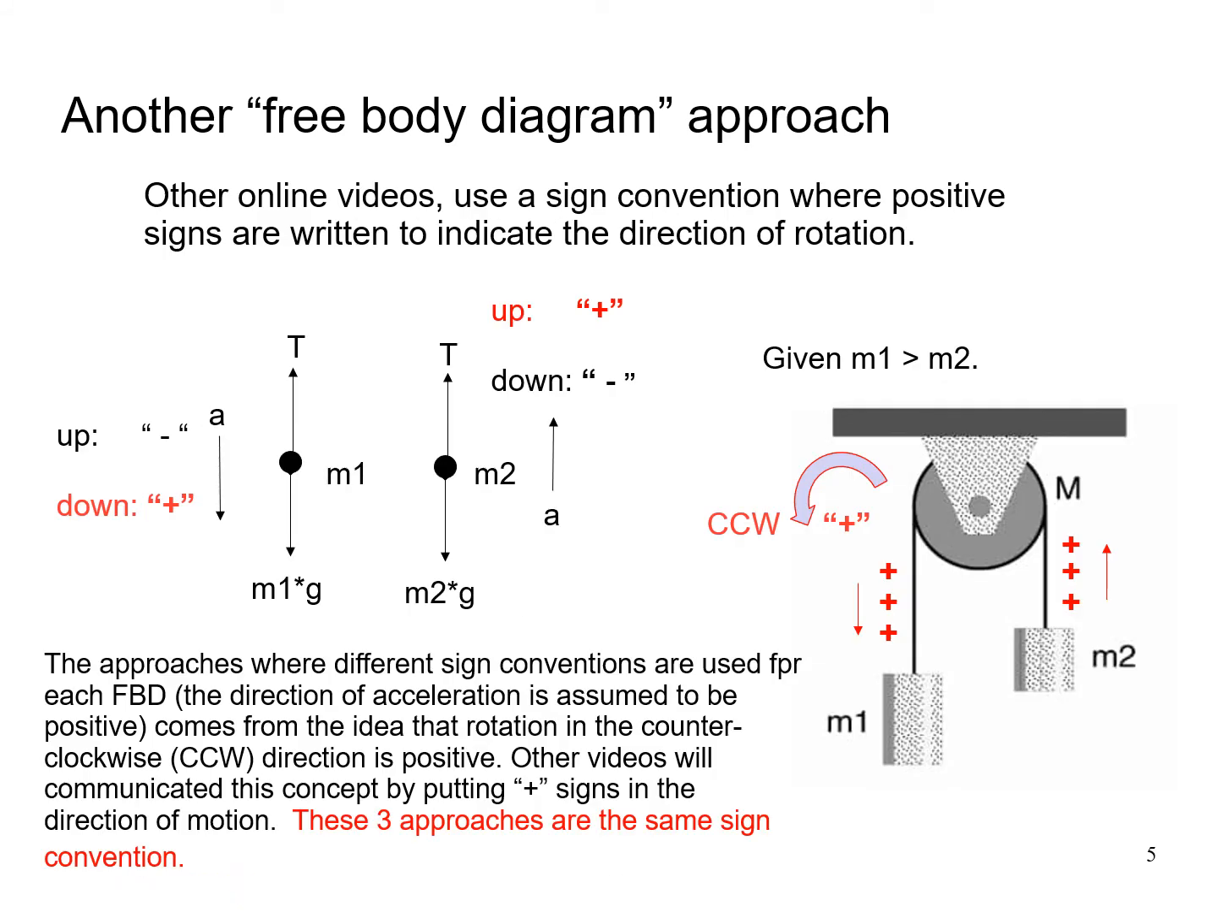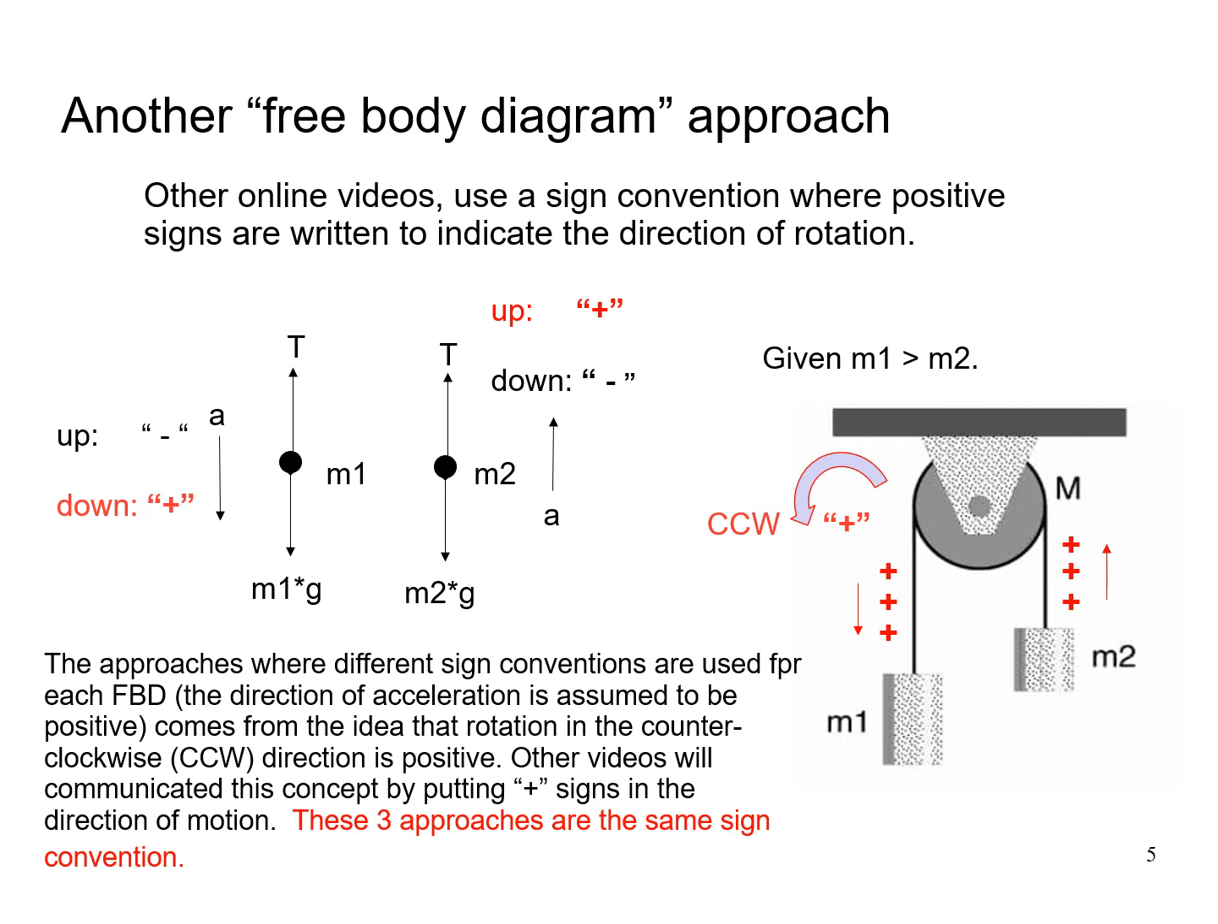In another online video of the Atwood's machine, I saw a presentation where the problem solver drew a pulley, assumed a direction of rotation, presumably based on some assumption about which mass was heavier, and drew arrows to indicate the direction of the masses. The problem solver then drew plus signs up along one side and down along the other. This sign convention is reproduced in the figure on the right. When I saw this for the first time, I was so confused I stopped watching the video. However, when I saw this same technique being used in another online video, I decided to pay a little more attention and figure out what was being done.